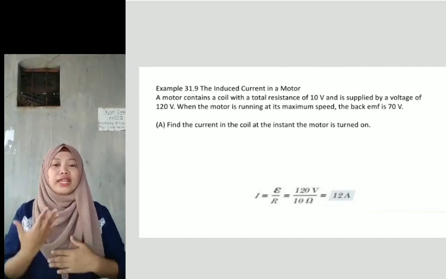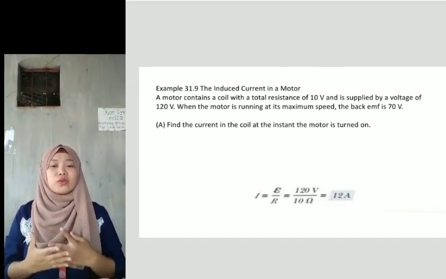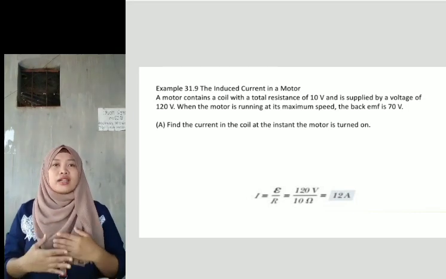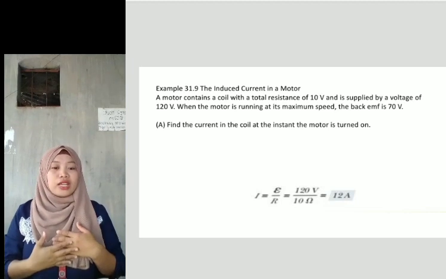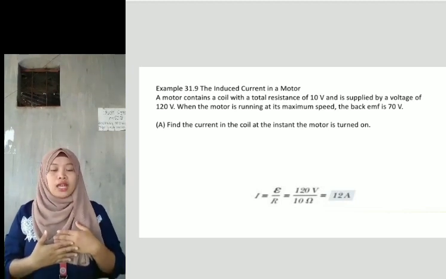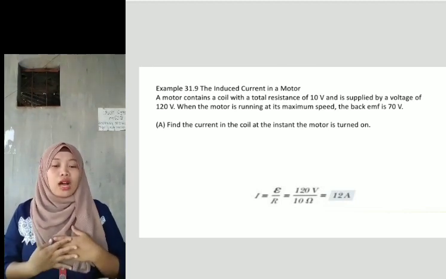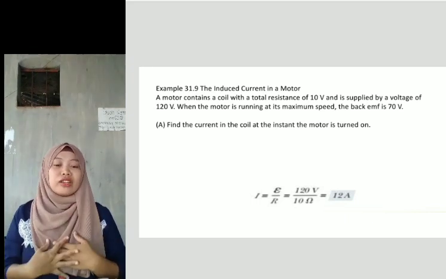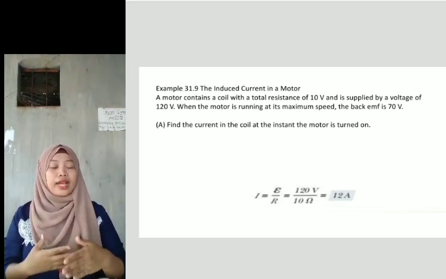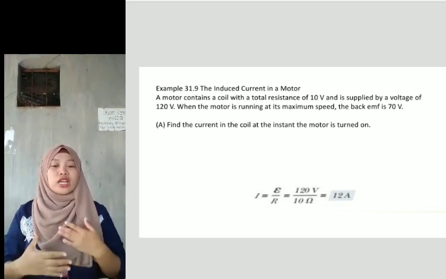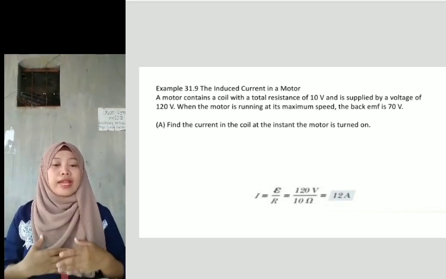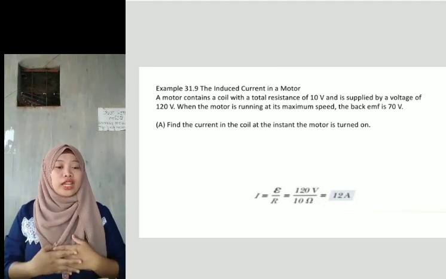So, again, binigay ko na kanina yung formula, I equals E over R, which is meron tayong 120 volts, andyan na sa ating given. And also, we have the 10 ohms. So, kapag ni-divide mo yan, meron tayong 12 amperes. Kasi, yung 120 volts na yan ay given na, which is supplied by a voltage of 120 volts.